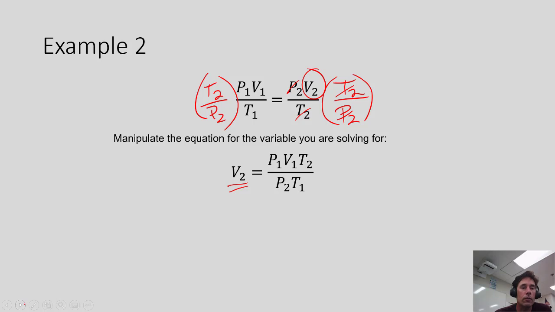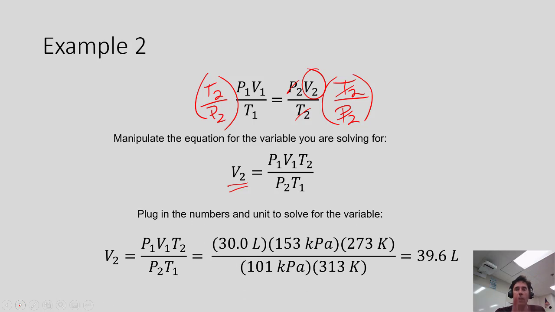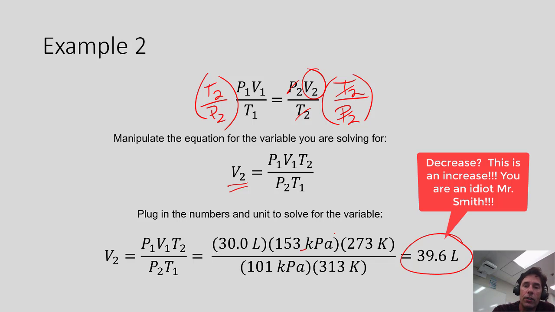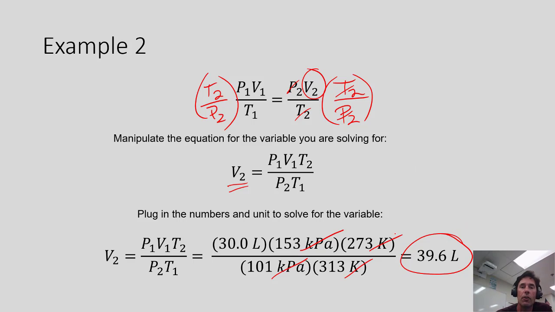Now we can plug in our values. When we plug in our values, I end up with it increasing to 39.6 liters. And to double check your work, make sure that your units cancel out. Kilopascals cancel out, your Kelvins cancel out as well, so you're left with your volume. Sorry, it increased to 39.6 liters, in comparison to our 30 liters.